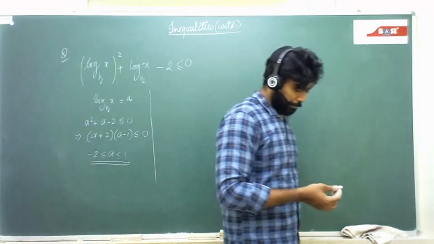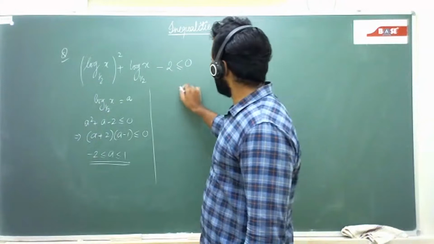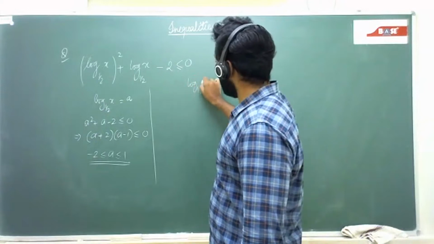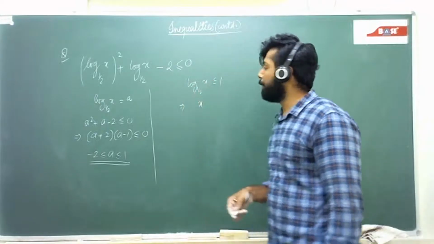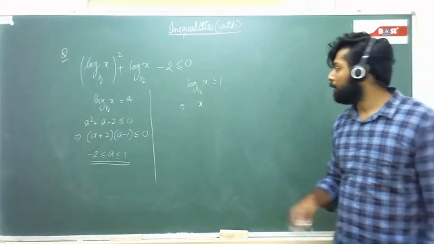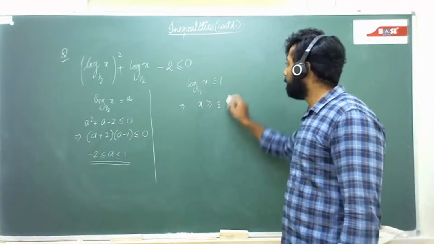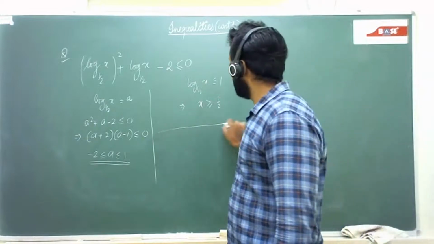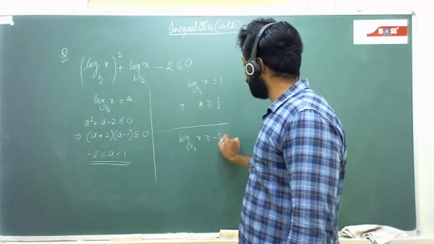Now, we substitute that one by one. So log base half x is less than equals to 1. If we take anti-log, first thing is log base is half, that will be monotonic decreasing. So the inequality sign will change and that will be half to the power 1. Just that. Second case, it says log base half x is more than equals to minus 2.